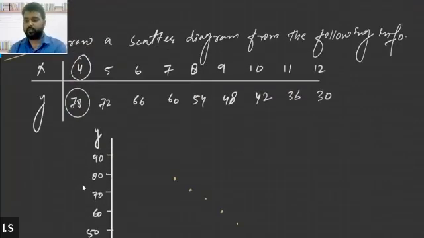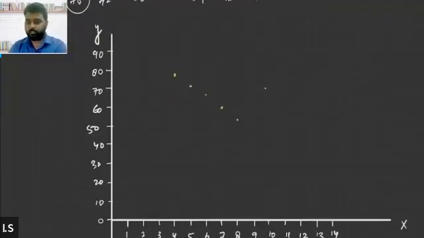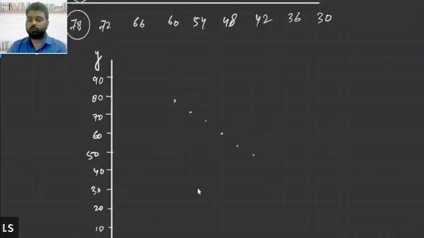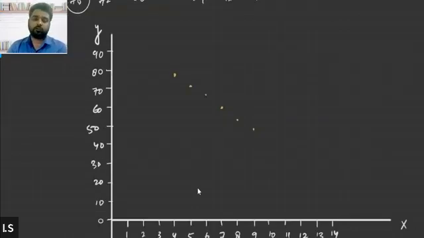And then we have 9 and 48. Okay. So in order to draw the scatter diagram more accurately, you should have the graph paper. Unless and until you have the graph paper, you won't be able to draw the scatter diagram very accurately. So I'm just giving you the idea how it will be formed.